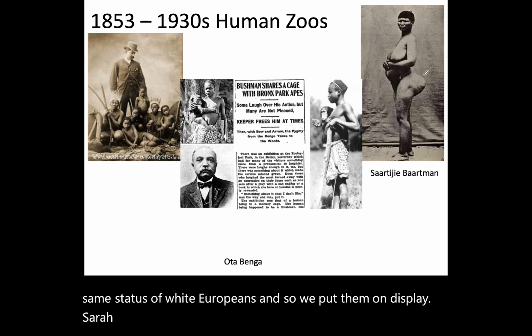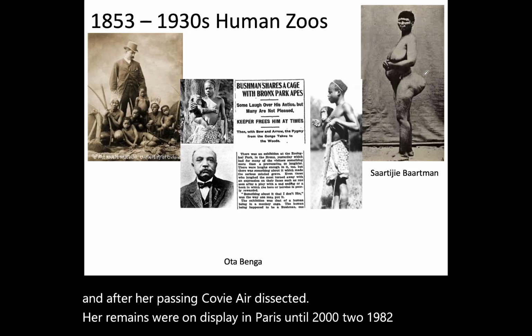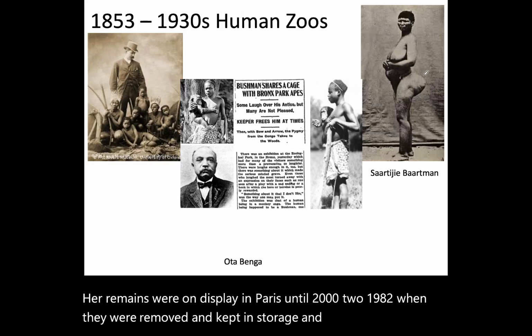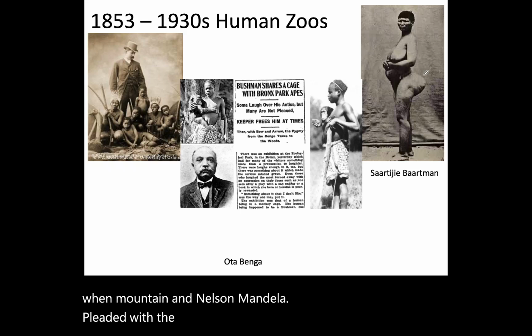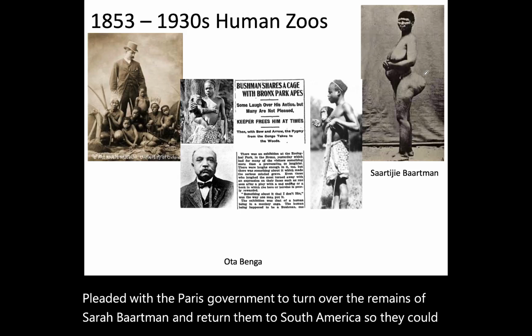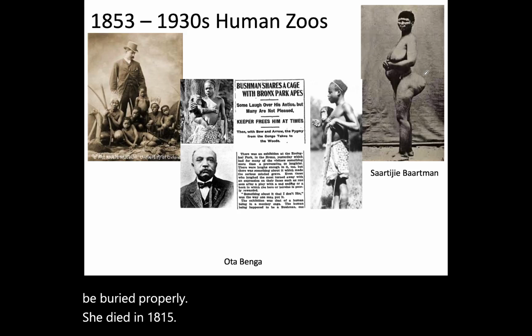Sarah died in 1815 under the care of yet another infamous biologist, George Cuvier. And after her passing, Cuvier dissected Bartman. Her remains were on display in Paris until 1982, when they were removed and kept in storage. And it wasn't until 2002 when Nelson Mandela pleaded with the Paris government to turn over the remains of Sarah Bartman and return them so they could be buried properly. She died in 1815. She was never buried until 2002.